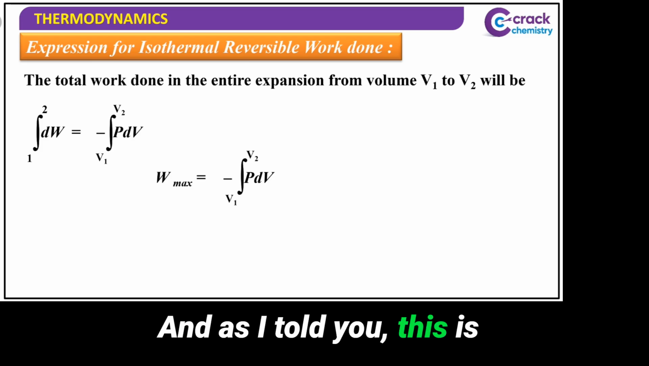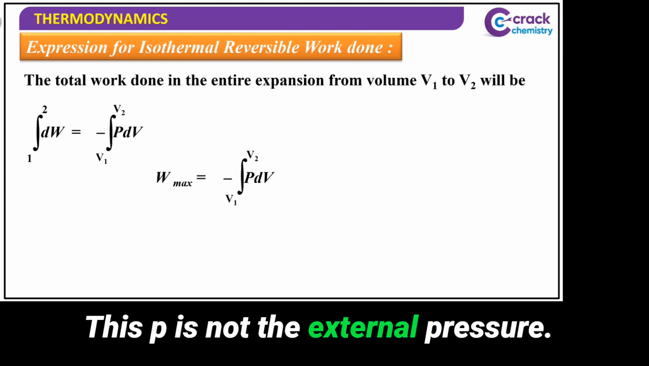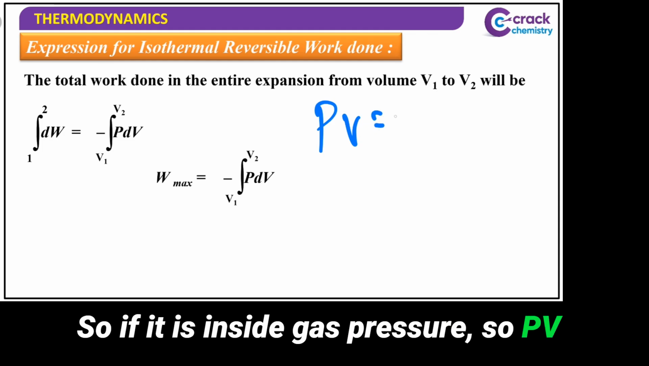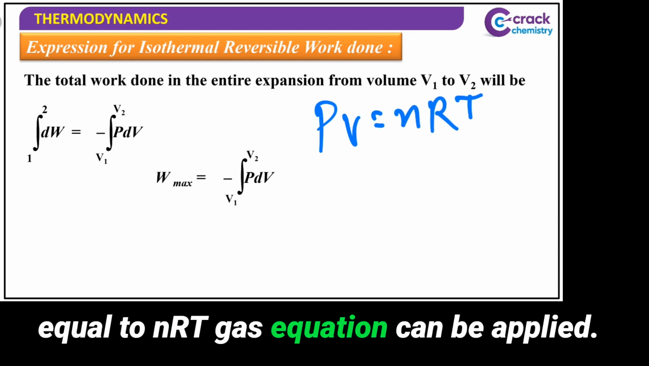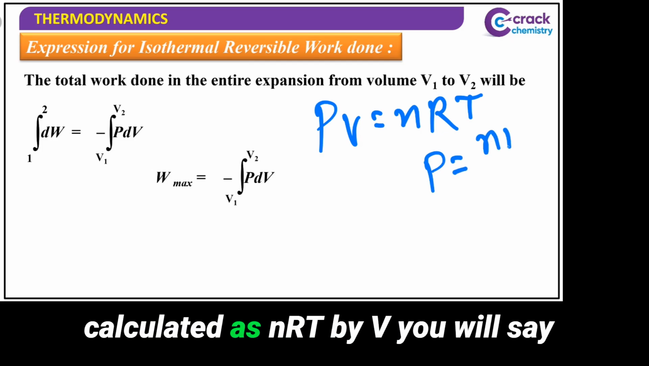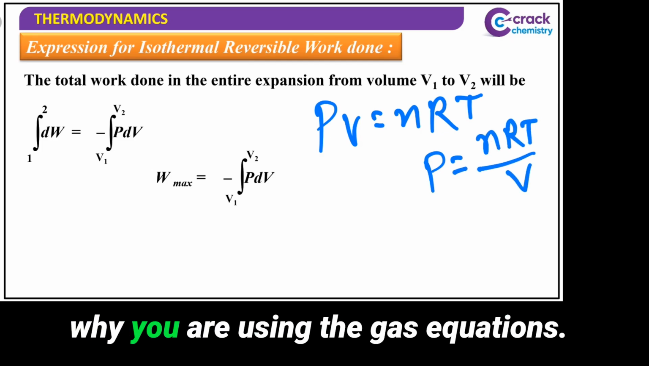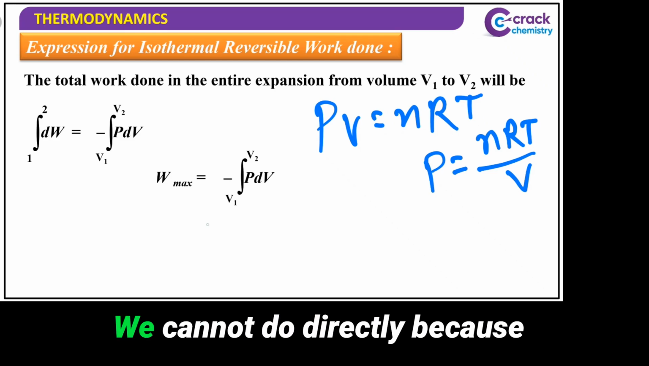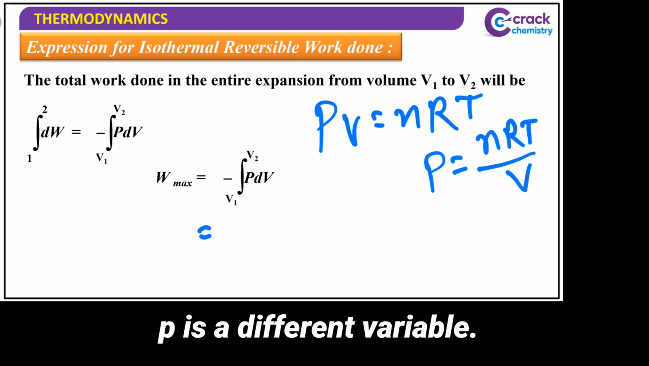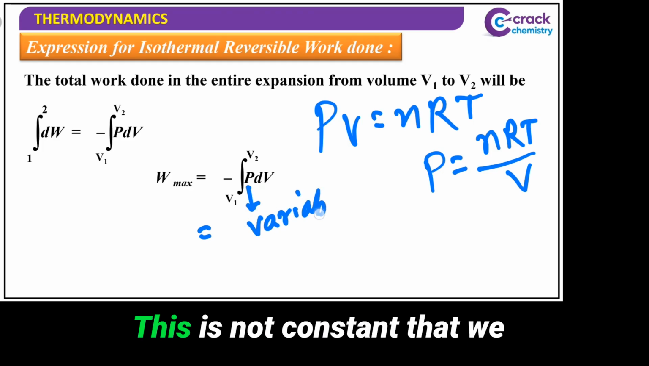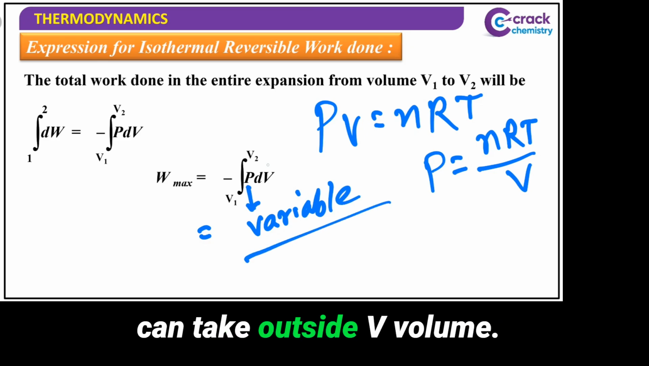And as I told you, this P is not the external pressure. This is the inside gas pressure. So if it is inside gas pressure, the gas equation PV equals nRT can be applied. So P can be calculated as nRT by V. You will ask, why are we using the gas equation? Why can't we directly do it? We cannot do it directly because P is a different variable. It is not a constant that we can take outside.